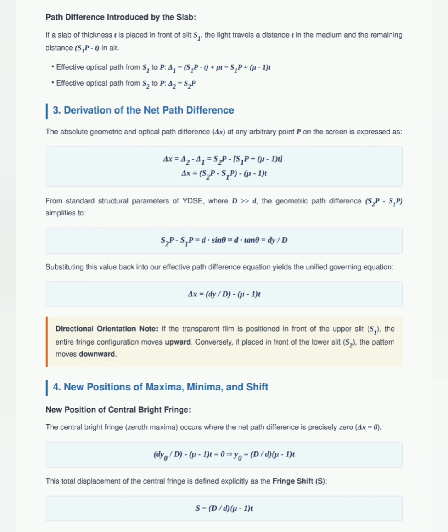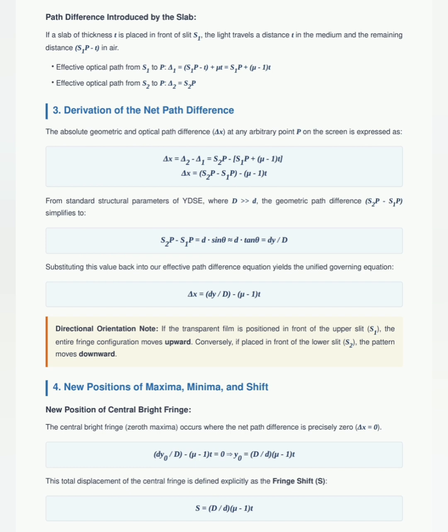Okay, so here one should note that if the transparent film is placed in front of the upper slit, that is S1, the entire fringe configuration moves in that direction, that is the upward direction, and conversely if it is placed in front of the lower slit, that is S2, the pattern moves downward. Now using the above equation, we can find the new positions of maxima, minima and the shift of the fringes.